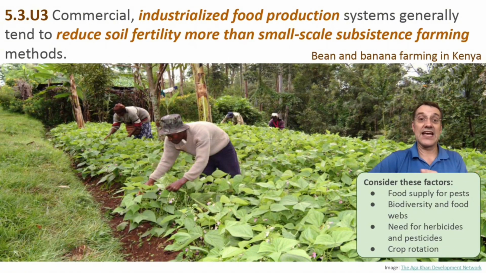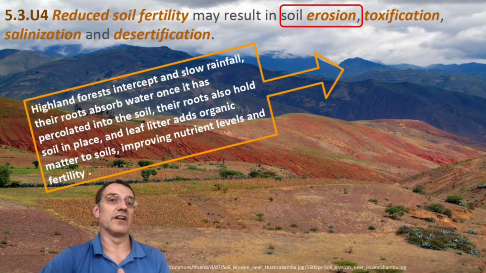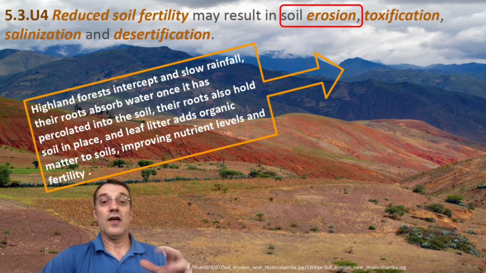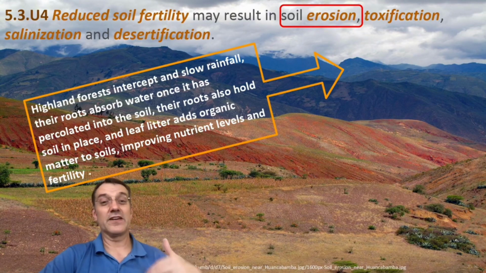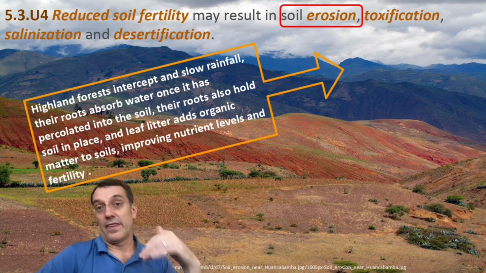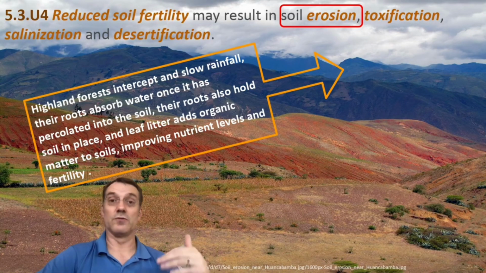Notice how bean and banana intercropping demonstrates key principles of soil conservation, particularly diverse crop selection and natural nutrient cycling. The beans and the bananas have different nutrient requirements, and therefore they place different demands on the soil. This detailed landscape shows us how soil erosion develops over time. Highland forests in the background naturally intercept and slow rainfall, and their roots absorb water and hold the soils in place. Then the leaf litter adds organic matter to the soils, and that improves nutrient levels and fertility. So this system provides a model for sustainable soil management.